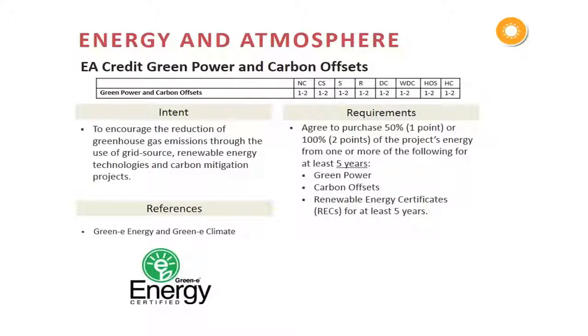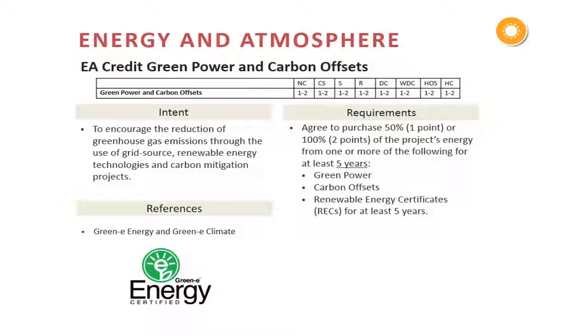And our next credit, green power and carbon offsets. The intent is to encourage the reduction of greenhouse gas emissions through the use of grid source, renewable energy technologies, and carbon mitigation projects. So we have two references here, both overseen by Green E. We have Green E Energy and Green E Climate. The requirements, well, there's up to 2 points available here, and at the 50% mark, you get 1 point, and at the 100% mark, you get 2.